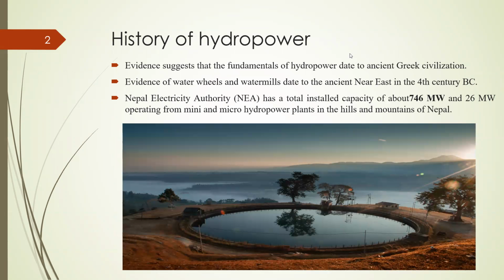History of hydropower. Some evidence suggests that the fundamentals of hydropower date to ancient Greek civilization, and evidence of water wheels and water mills date to the ancient Near East in the 4th century BC. Nepal Electricity Authority has a total installed capacity of about 746 megawatt, and 26 megawatt operating from mini and micro hydropower plants in the hilly and mountain regions. The figure shown below is the first hydropower plant of Nepal, named Harwings Hydropower.